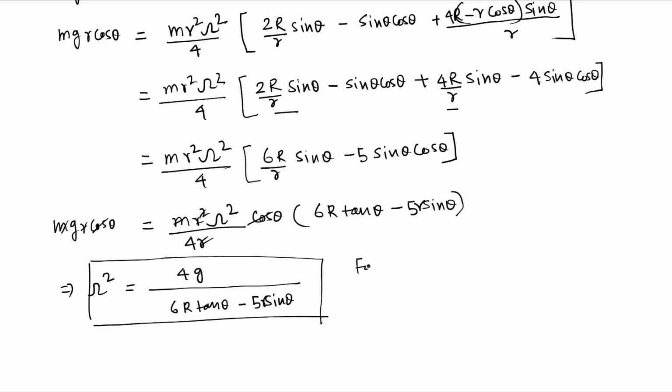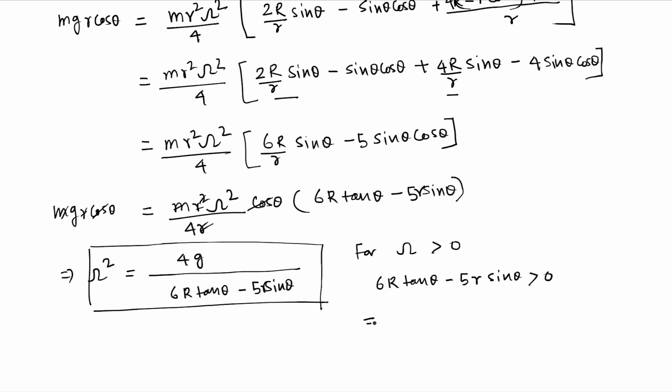Okay. For omega to be positive, first thing is this denominator cannot be 0 and it should be greater than 0. So 6r tan theta minus 5R sin theta should be greater than 0. That means r should be greater than 5 by 6 R cos theta. Okay. This is the condition. And that's the answer.